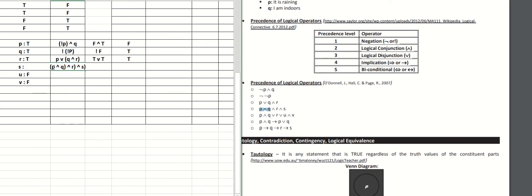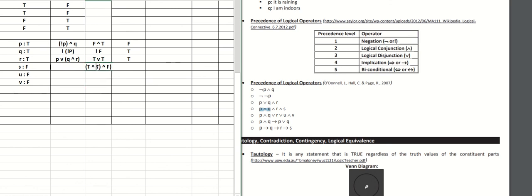Now we get the value of P and Q. The value of P is true and the value of Q is true. True and true is true. Let's put an open parenthesis here, and we copy the AND operator, and the value of R, which is true. Next we copy the next operator, which is the AND operator again, and the value of S, which is false.